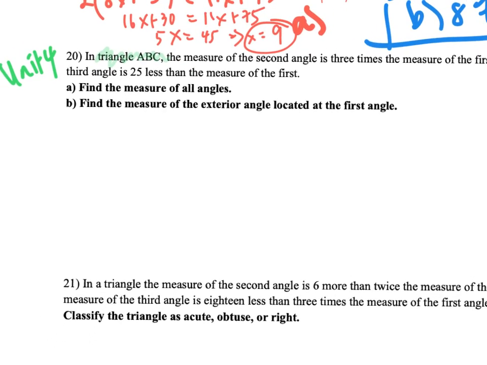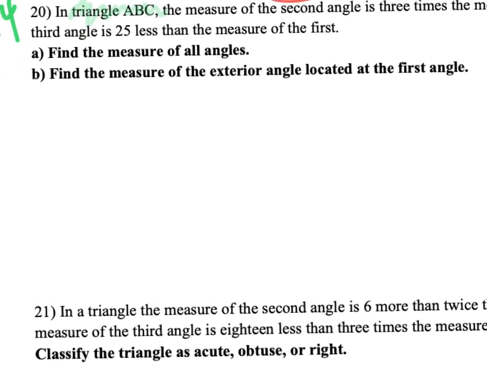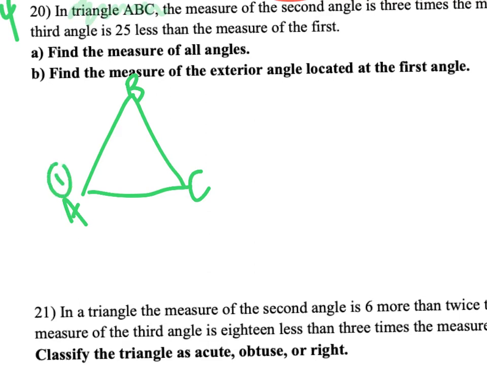Now, the measure of the second angle is 3 times the measure of the first angle. I have no idea what they mean by second angle, first angle, so let me just draw a diagram so I can find my bearings. I'm going to draw a triangle A, B, C. I'm going to say that angle A is my first angle, angle B is my second angle, and angle C is my third angle.